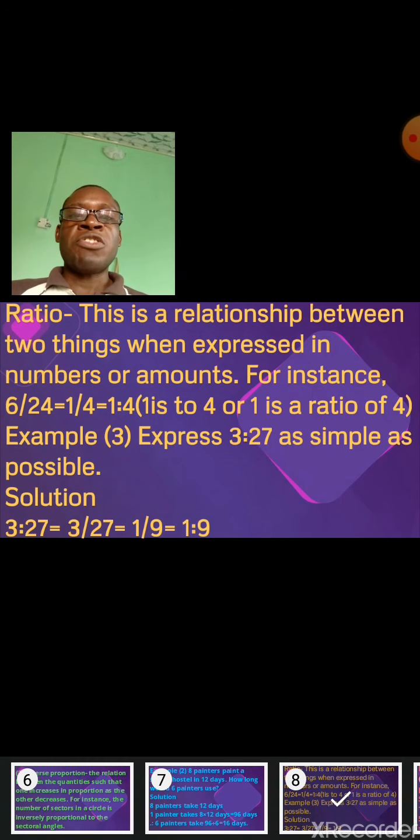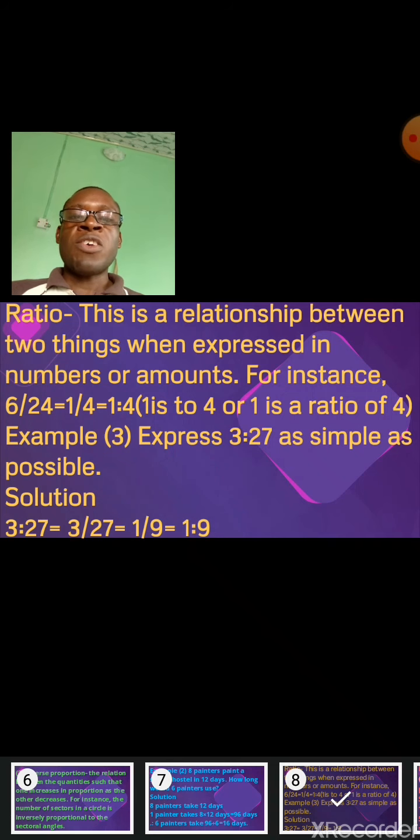The next is ratio. This is a relationship between two things when expressed in numbers or amounts. For instance, 6 over 24 is the same thing as 1 over 4 because 6 divided by itself is 1 and 24 divided by 6 is 4. Therefore, 6 over 24 is the same thing as 1 over 4, which is equal to 1:4.